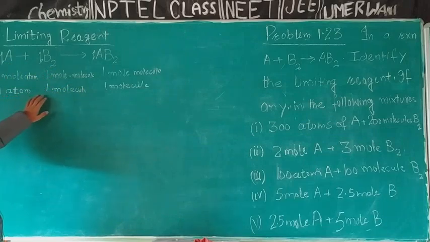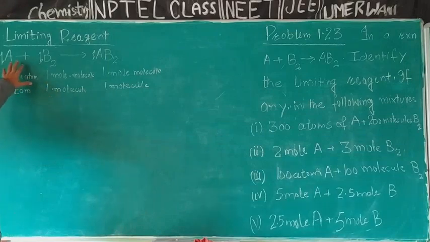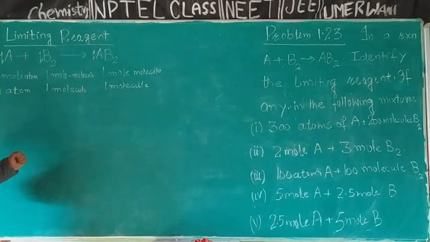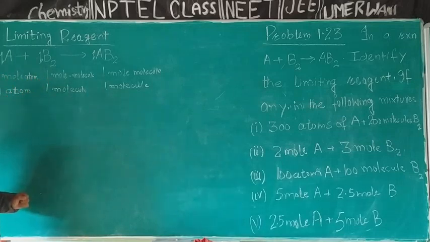These are the required amounts of reactants in terms of atoms and molecules as demanded by this reaction. For 1 atom of A, we should take 1 molecule of B2, and for 1 mole of A, we should take 1 mole of B2. Basically, it is a 1:1 reaction. Stoichiometry is 1:1. For each atom of A, we have to take 1 molecule of B2, and for each mole of A, we have to take 1 mole of B2.